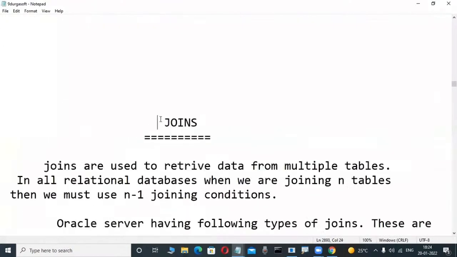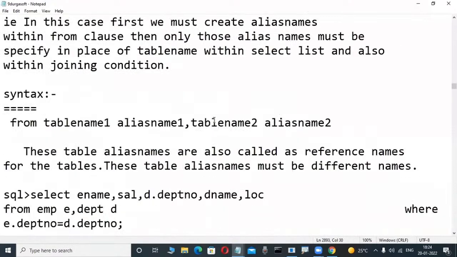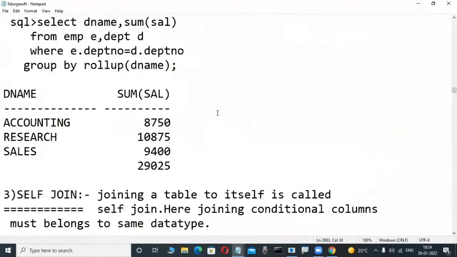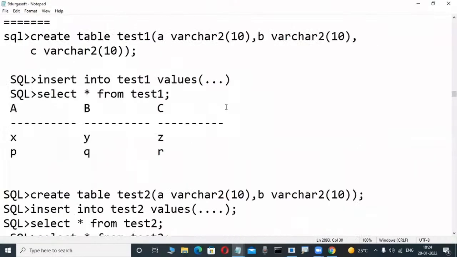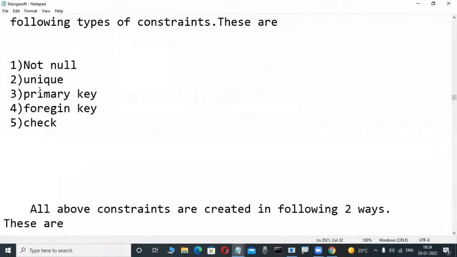Now here, the main concept: joins is a concept. Retrieve data from multiple tables. This is SQL language knowledge. Maybe some of you have an idea about it. And then constraints. In our SQL language, constraints is a concept: primary key, foreign key, check. So many things are there.